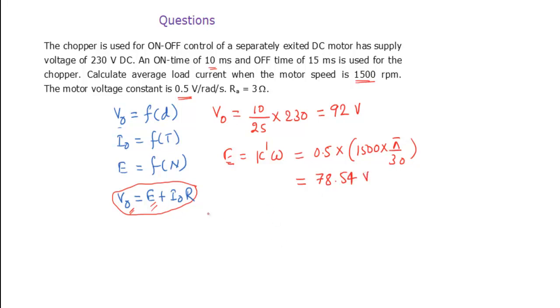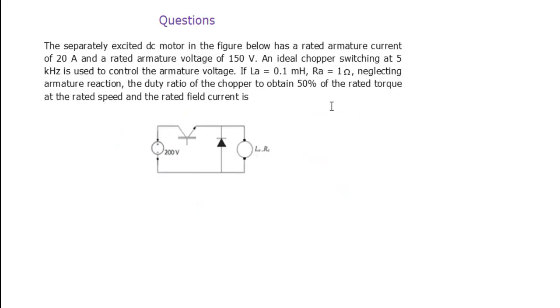From now, using this equation, we can calculate I average. I average is 92 volts, that means V average, minus E divided by R. So minus 78.54 divided by resistance, which is given as 3. So now calculate that value. It's 4.49 ampere. So that's it. Again, there are only 3 equations, but we need to consider these equations based on what circuit is given and what information is given. Okay, moving on to the next question.